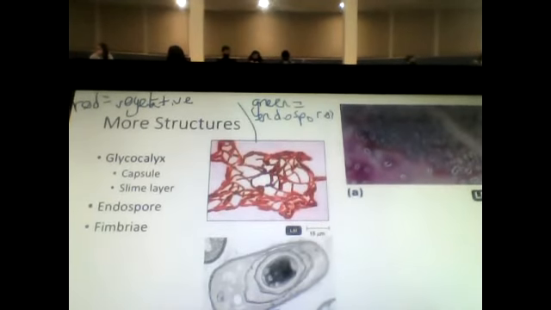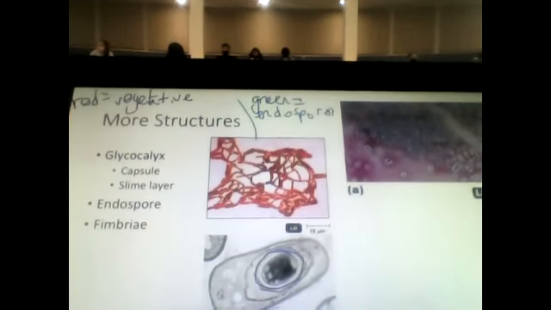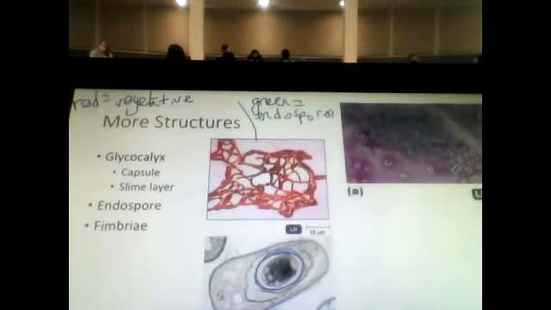So this bottom picture is showing you the endospore. That's the endospore within the cell. Again, it has a really thick layer on the outside that's protecting it from the conditions that are not good.